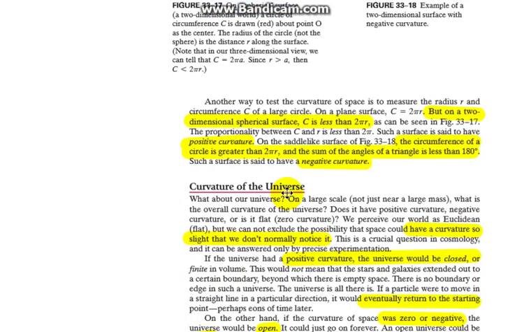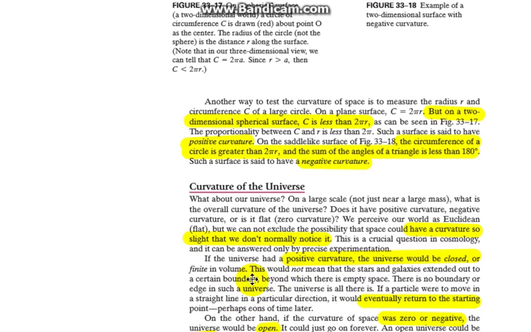Okay. So if you look at the curvature of the universe, what about the universe on a large scale, not just near a large mass? What is the overall curvature of the universe? Does it have positive curvature like a globe, or negative curvature like a saddle structure, or is it flat with zero curvature? We perceive our world as Euclidean flat, but we cannot exclude the possibility that space could have a curvature so slight that we don't normally notice it. This is a crucial question in cosmology, and it can be answered only by precise experimentation.